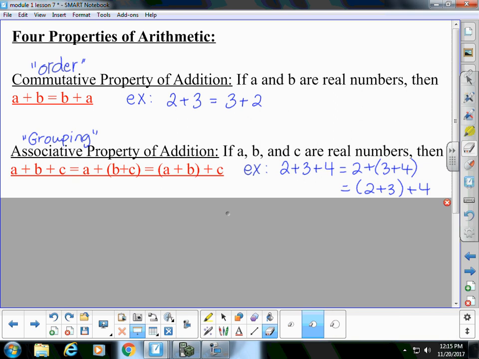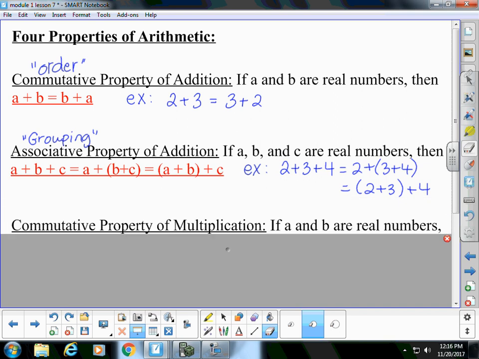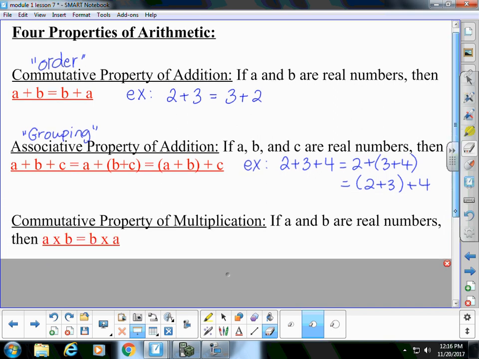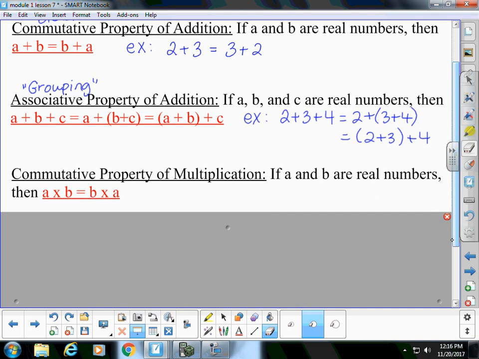And then these same properties are true for multiplication. So the next one's called the commutative property of multiplication. That one says if you've got two numbers, it doesn't matter what order you multiply them in, you're still going to get the same result.